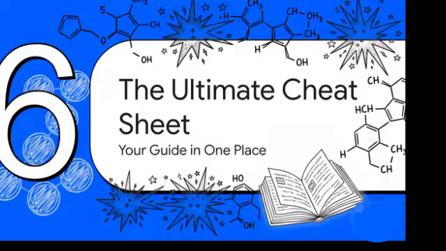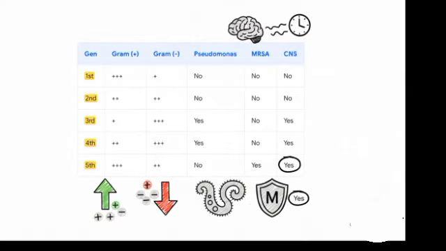Wow, we have covered a massive amount of ground. To bring it all together and really solidify this knowledge, let's look at the ultimate cheat sheet. This is it. This one slide sums up the entire story of the cephalosporins. You can see that progression so clearly. The trade-off between gram-positive and gram-negative coverage, which agents hit Pseudomonas, which ones can get into the central nervous system, and, of course, that unique MRSA coverage from Ceftaroline. Seriously, go ahead and take a screenshot. This is your go-to guide for exams and for your rotations.